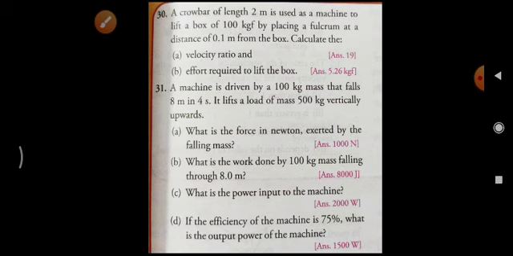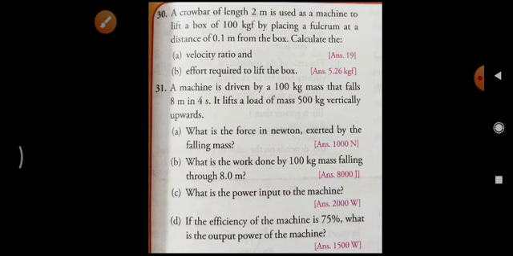Just from the given data we are trying to solve the question, and it is always like that. Number 31: a machine is driven by a 100 kilogram mass that falls 8 meter in 4 seconds. This one is now something different. It lifts a load of mass 500 kilogram vertically upwards.